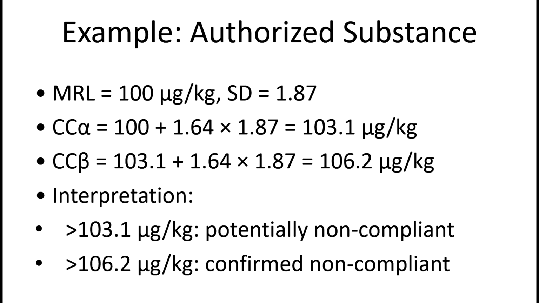You will spike 20 samples at this level of concentration, 100 microgram per kilogram. You will calculate the standard deviation, and CC alpha equals the maximum residual limit plus 1.64 multiplied by the standard deviation you already calculated. This CC alpha concentration will also be spiked for 20 samples. Then you will calculate with the same equation, so you will get 106.2 microgram per kilogram. At this level of certainty you will accept or reject your sample, and you can say that you are 95% confident that the sample is non-compliant.